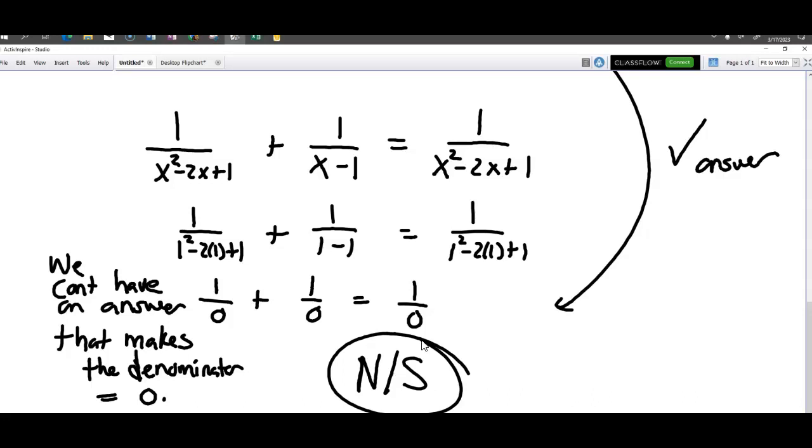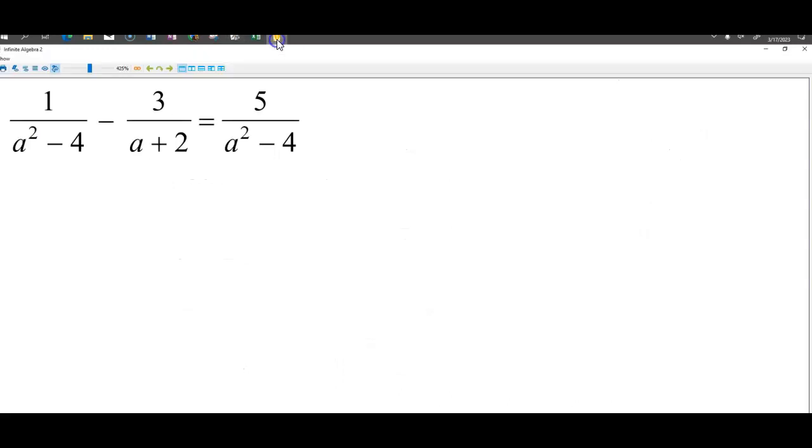So let's review. Step 1 is factor. Step 2 is multiply to cancel. Step 3, solve. And I guess now we'll check our answers to make sure we don't end up with bogus answers. All right, so here's a student practice.